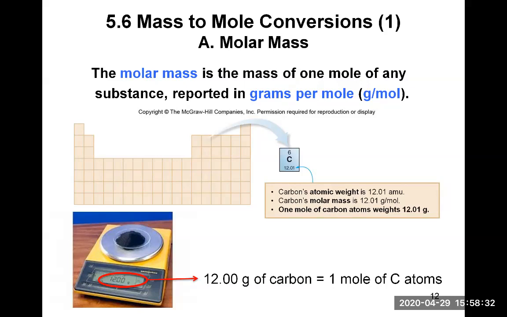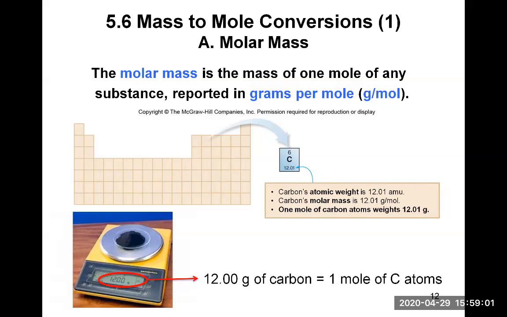Well, now we will use those same numbers, but we will call them our molar masses. And the unit now will be grams per mole. So it's the same numbers if you talk about 1 atom or a mole. What changes is the unit, right? So what it means is that 1 mole of carbon atoms weighs 12.01 gram.